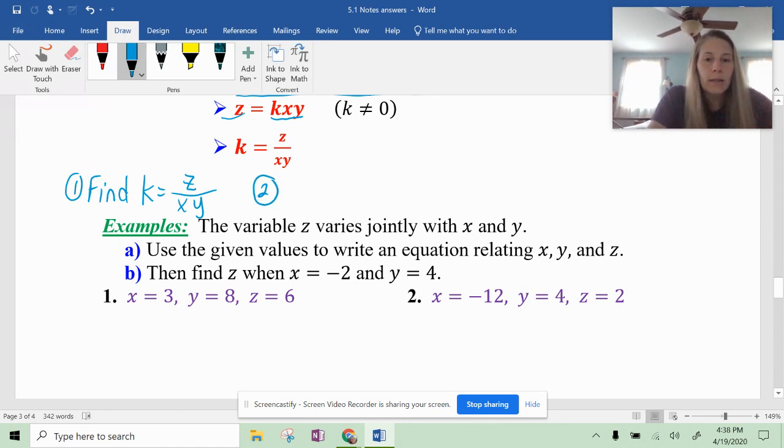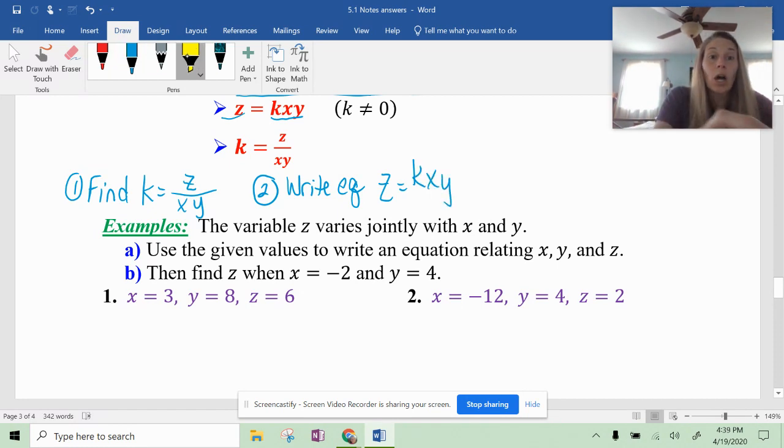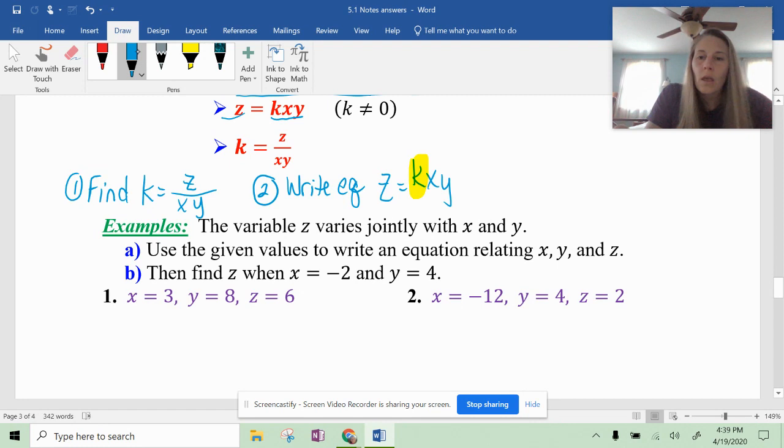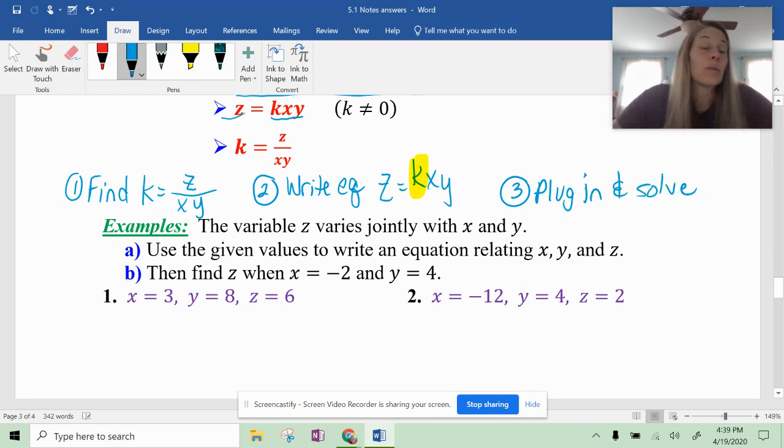Okay, then for the second thing, you're going to write the equation. And just like we did on the other one, the only thing that's going to get substituted in is that constant or that k value. Everything else is going to remain a variable. You're only going to have a numerical value in for that constant. And then for number 3, you would find or solve. So plug in and solve. Okay, and then that can be done with whatever random values they give you for x and y, and then you can solve for z.